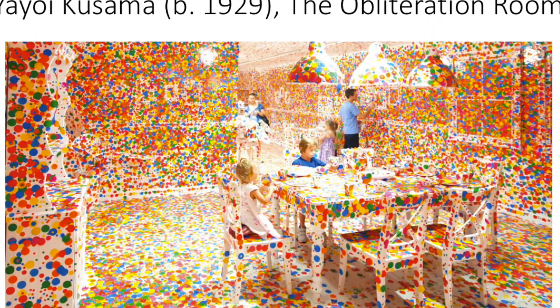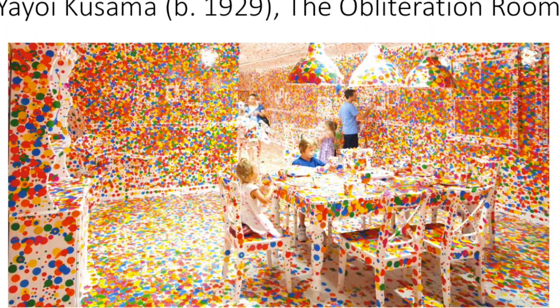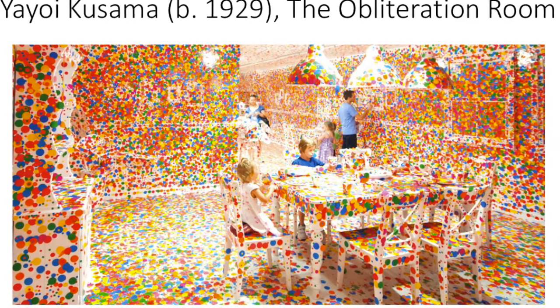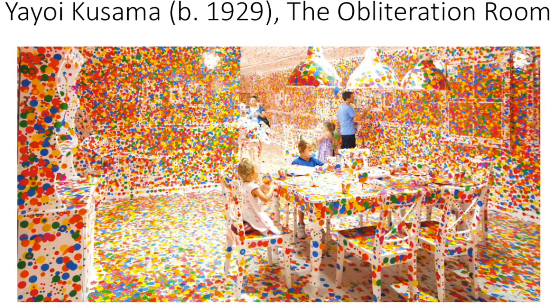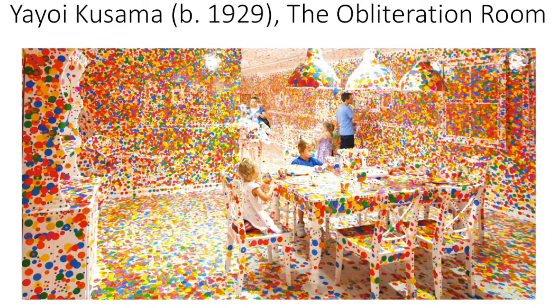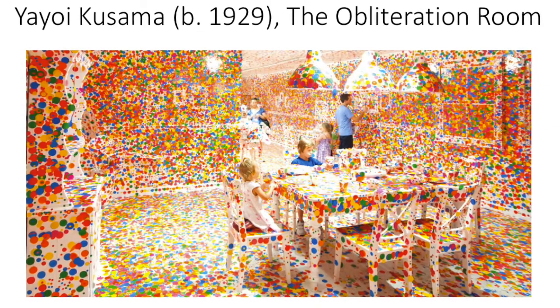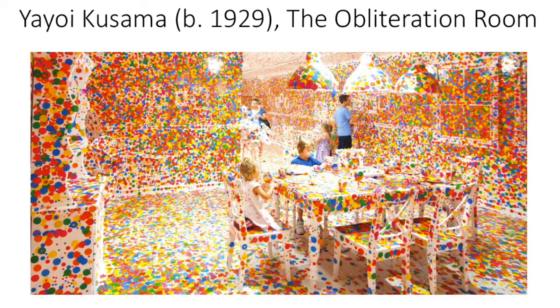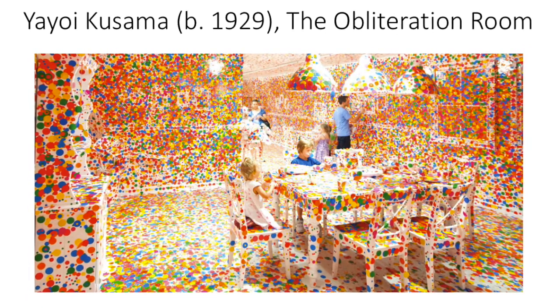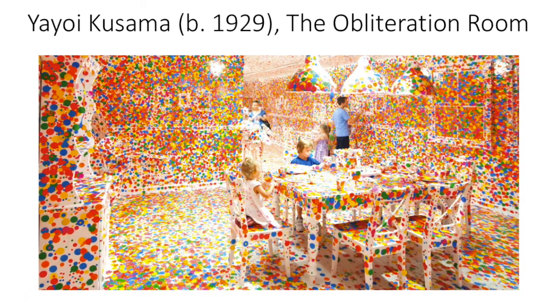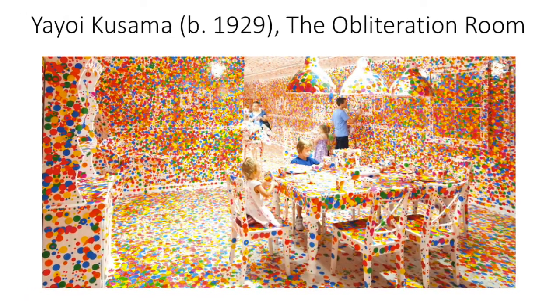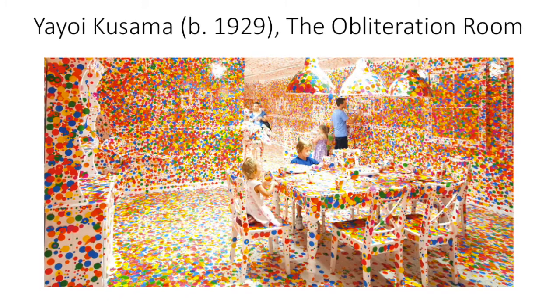Here's another example by Yayoi Kusama called the Obliteration Room. So this room actually started out white, everything was white, but the people who come to view it are given a little pack of stickers, a little pack of colored dots, and you're encouraged to place them wherever you want to put them. So by the end of the exhibit, the room is covered with dots.